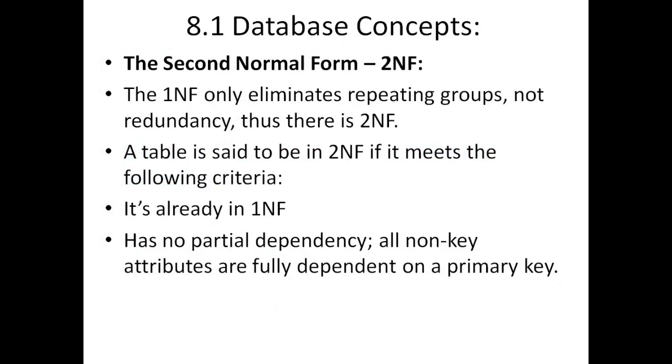The second normal form, 2NF. The 1NF only eliminates repeating groups, not redundancy. Thus, there is 2NF for that. A table is said to be in 2NF if it meets the following criteria.